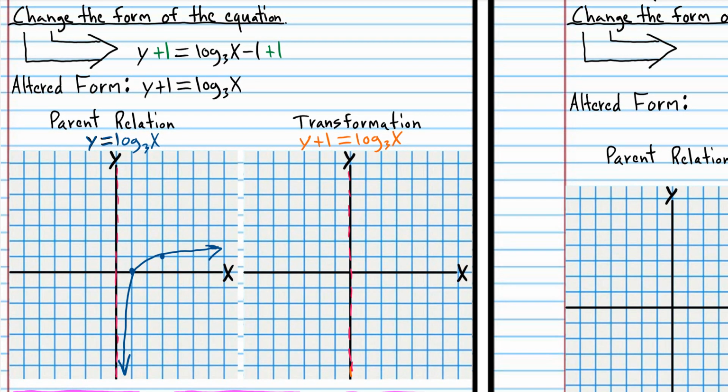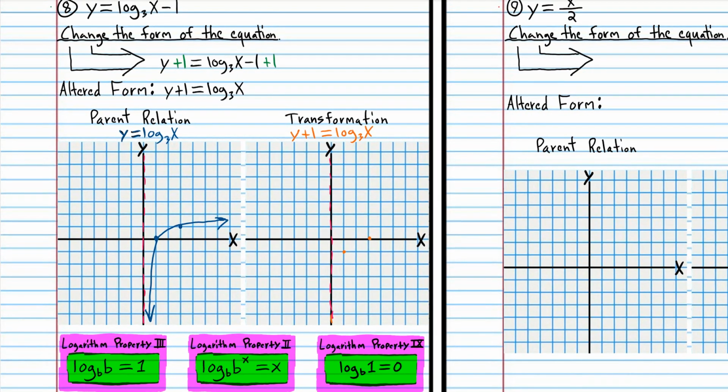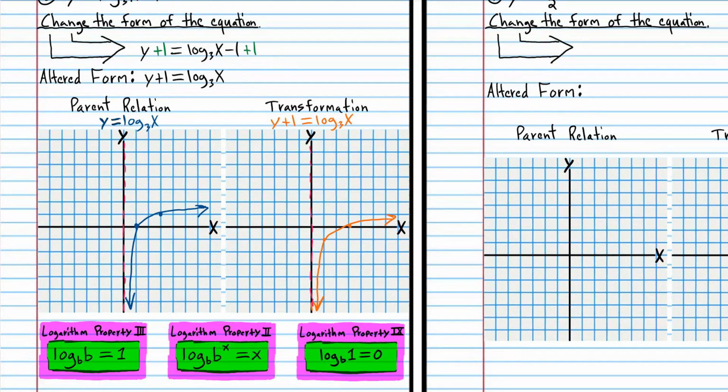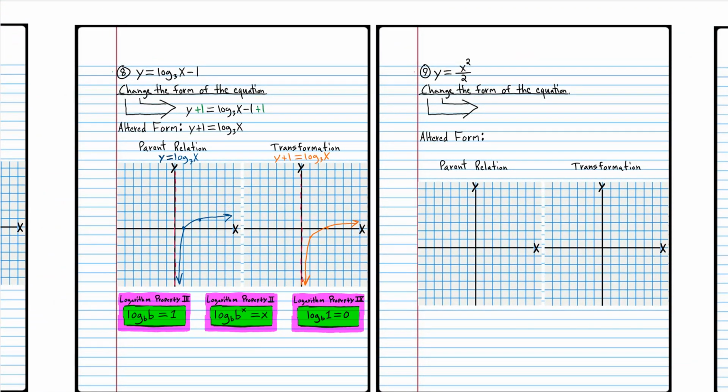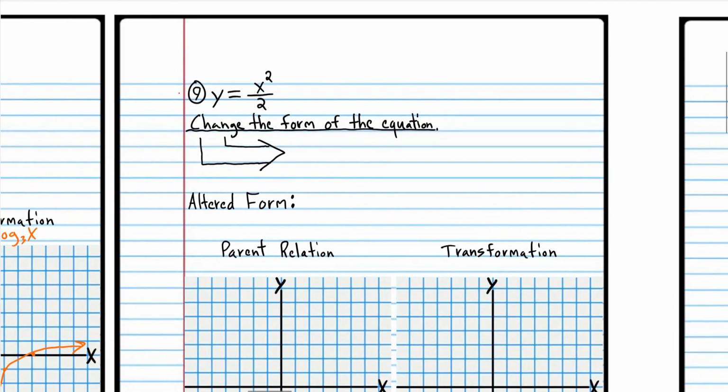So we just take all the points that we graphed in the previous graph and move down 1. Connect the dots, and there we go. So if you got that one right, excellent. Okay, let's go on to number 9.